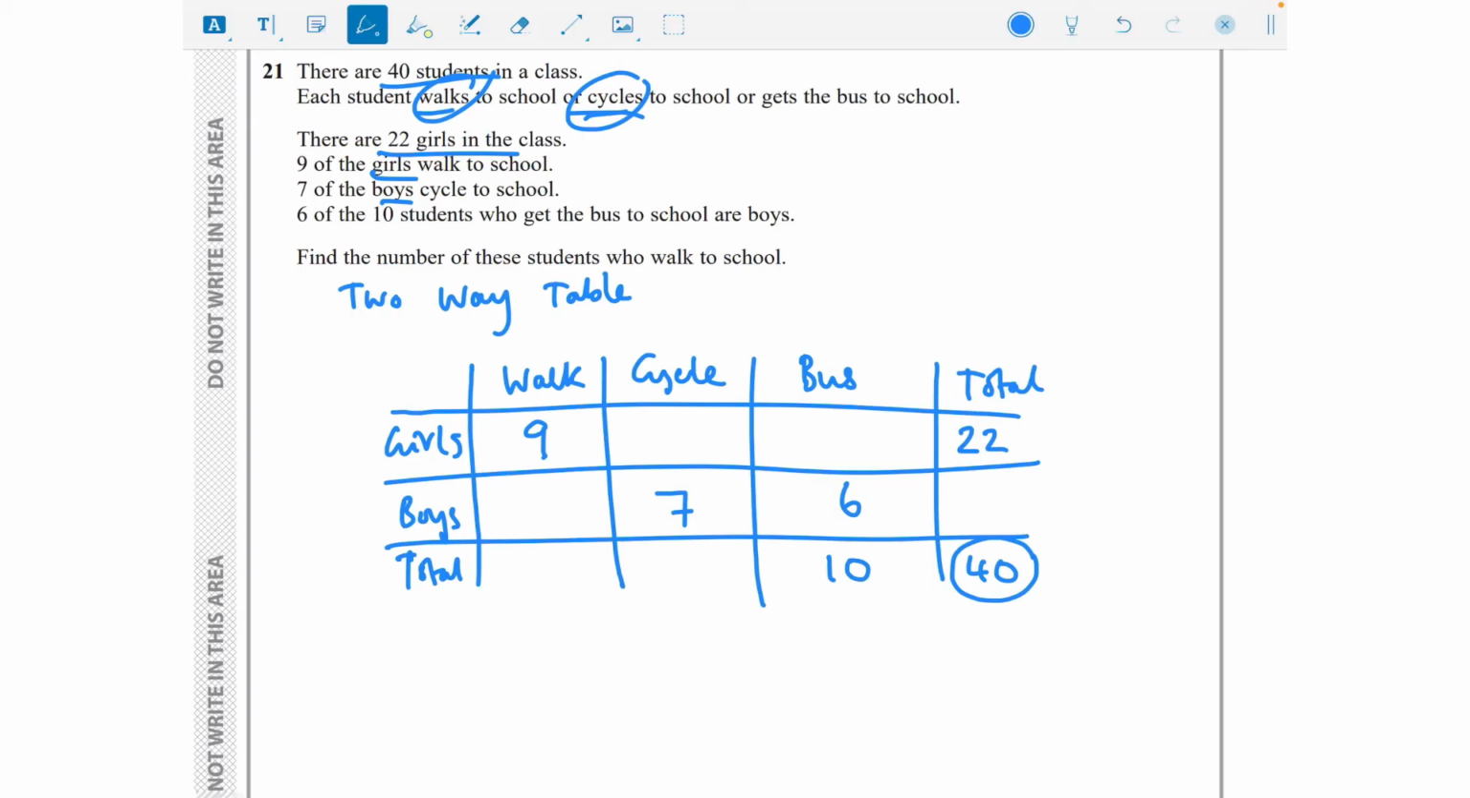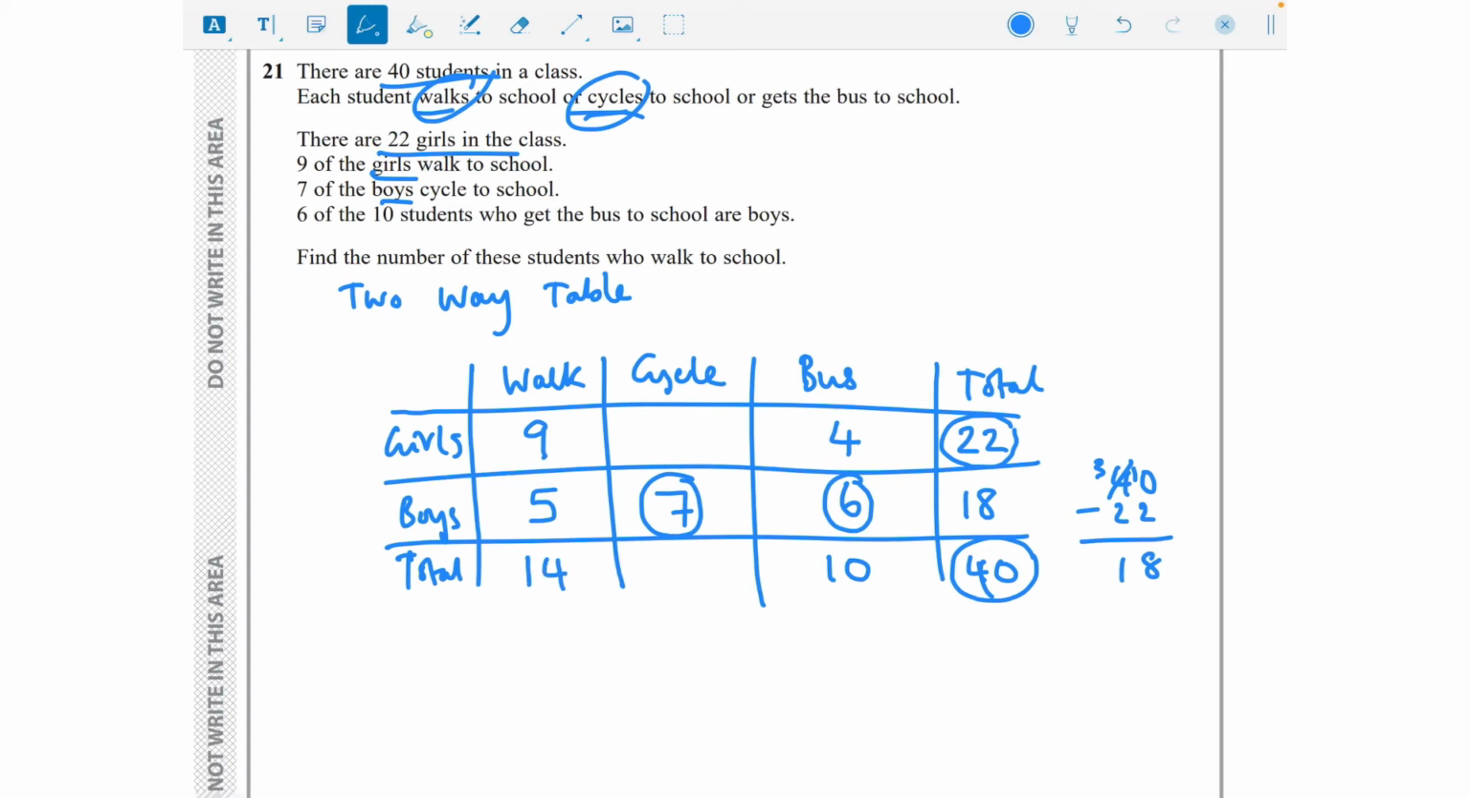And now we're just going to carry on filling in anything that we can. So the bus at the top here, that must be 4 girls, because 4 add 6 is how we would get 10. And hopefully you can see that if there are 22 girls in a class of 40 students, we would need 18 boys, because 40 take away 22, 10 take 2 is 8, 3 take 2 is 1. So we've got 18 boys. So far we've got 7 boys cycling and 6 boys getting the bus, which is 13. So we need 5 more to make 18 for the total. And then we can tell that the total number of students walking to school is 14.